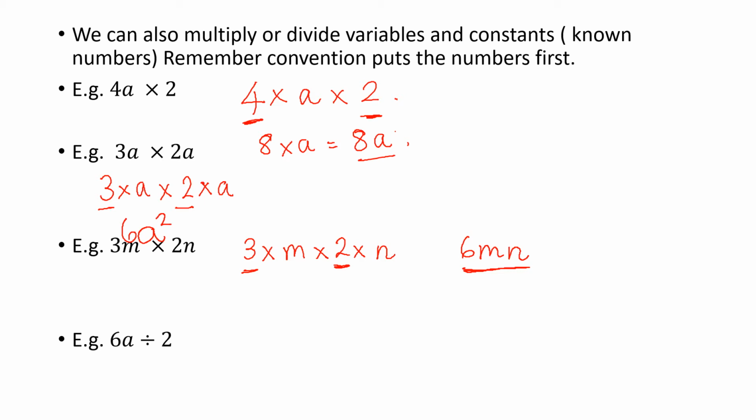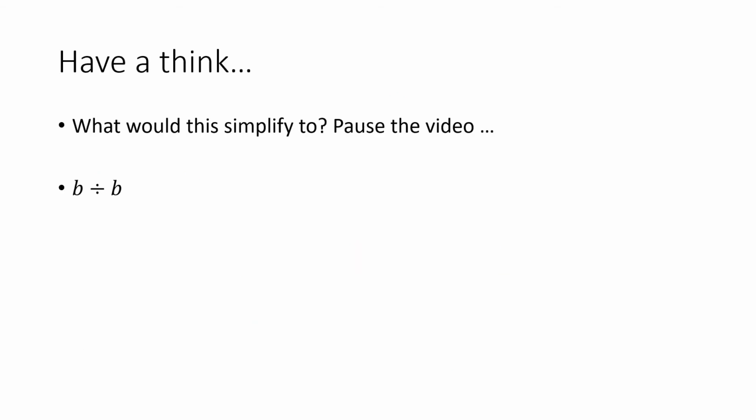And one more example here. This time we are dividing. Similarly, we just rewrite it out. It's the same as saying 6 times a divided by 2. So we've got 6 divided by 2, which is 3, times a. So our answer will be 3a. So I'd like you to pause the video and have a think about what this would simplify to. B divided by b.